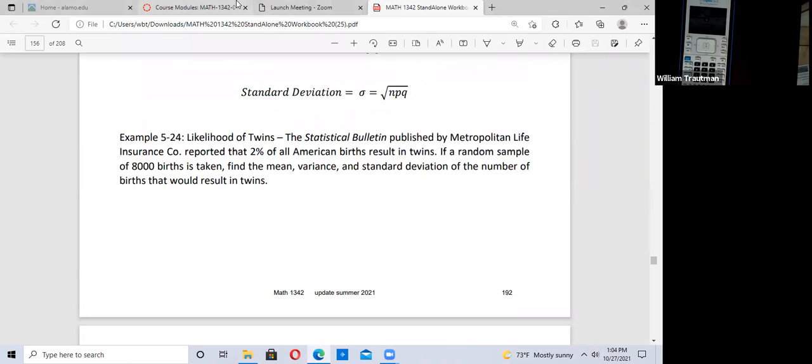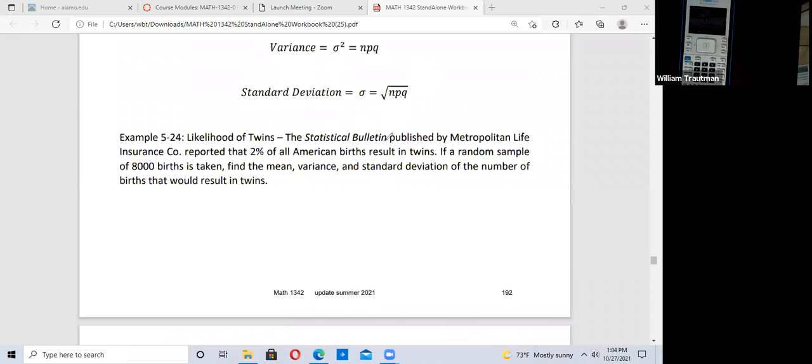So in this problem, it says MetLife Insurance reported 2% of all American births result in twins. If a random sample of 8,000 births, that's our N. That's the experiment. We're doing a trial with 8,000 people giving birth. Find the mean, variance, and standard deviation. So first of all, the mean. What was the mean? N times P.